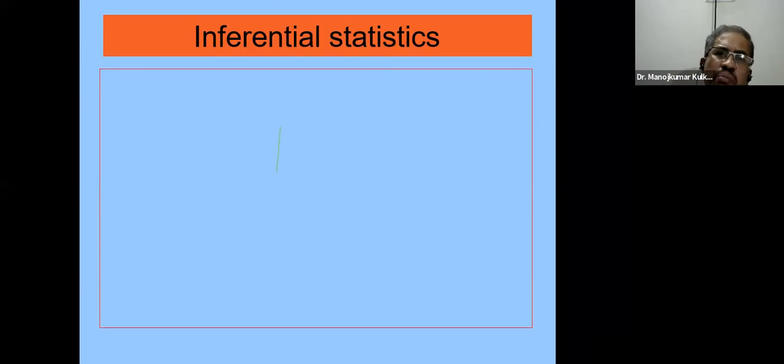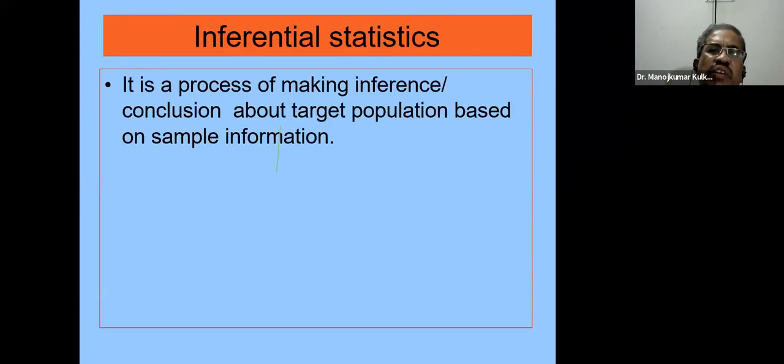So based on sampling methods, we get the estimate. And if your samples are truly a representative random sample, whatever results you get based on the sample are applicable to the larger population. So inferential statistics is a process of making inference or conclusion about the target population based on sampling. We got the sample information, we got the result, and we generalize that. Whatever results we found in the sample hold true for the target population.